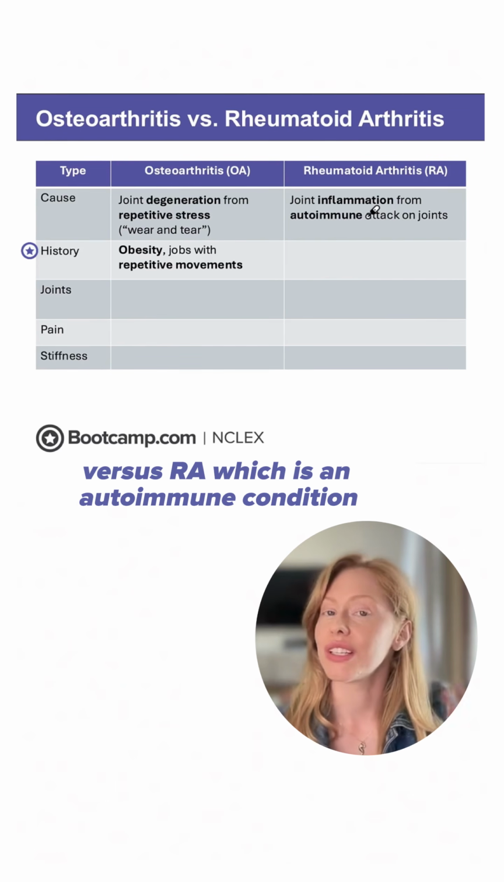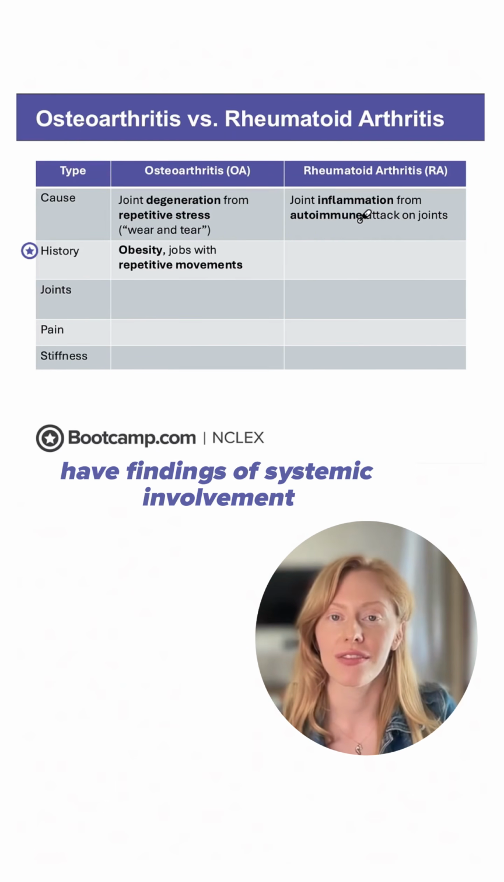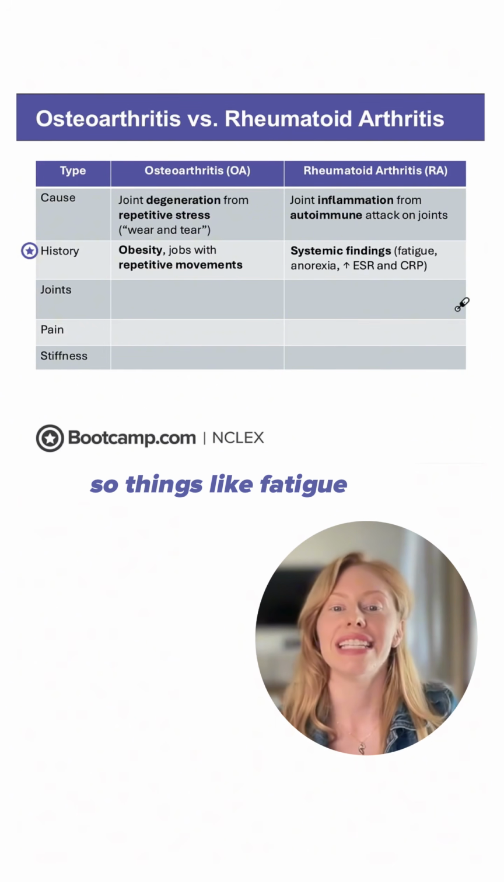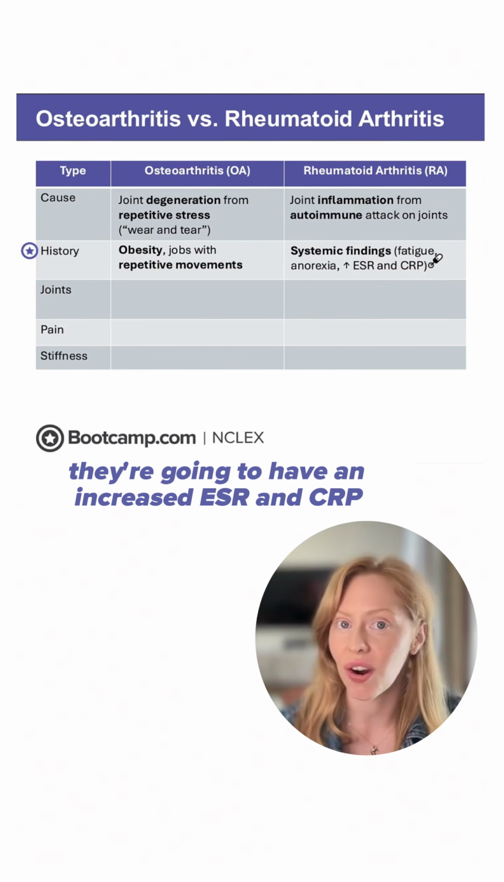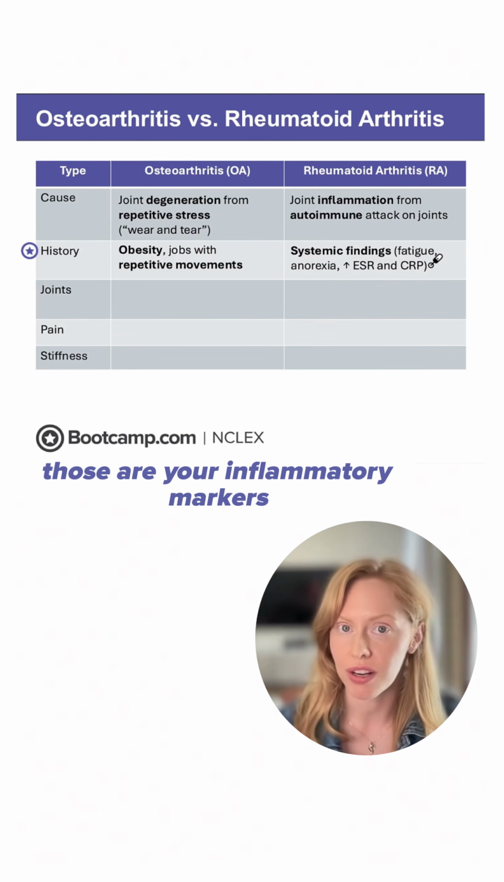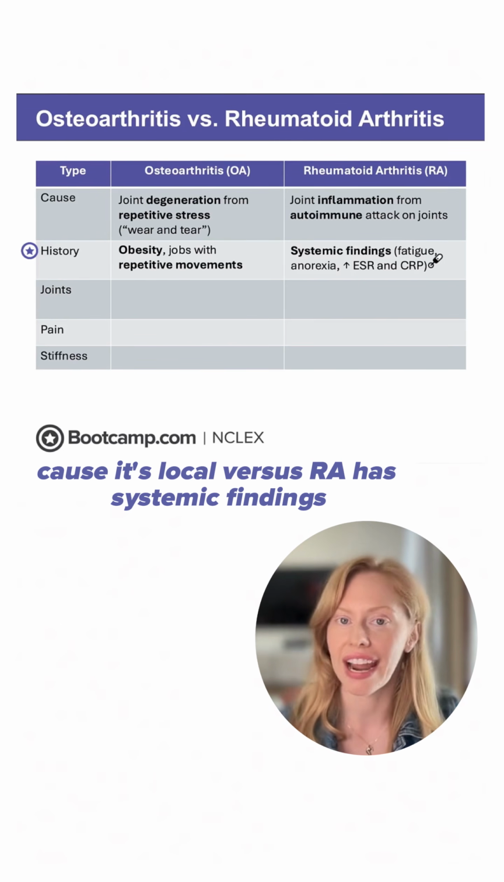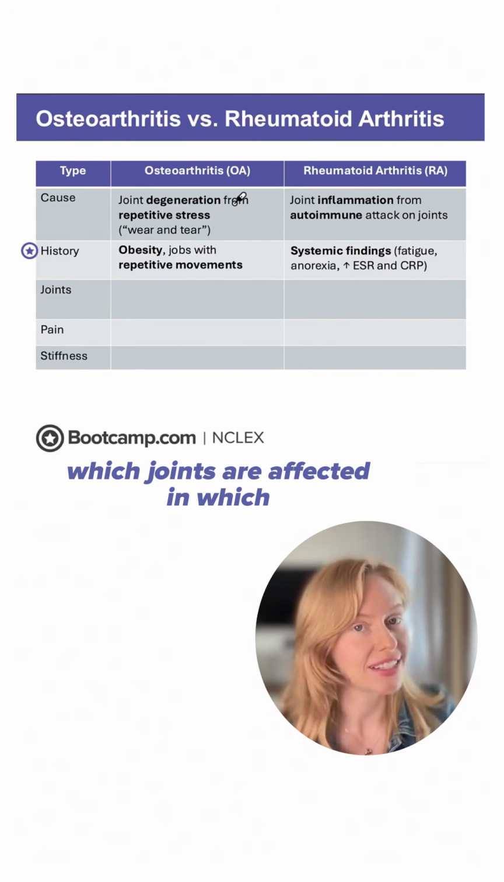Versus RA, which is an autoimmune condition, these patients are going to have findings of systemic involvement. So things like fatigue, anorexia, and if we draw their blood, they're going to have an increased ESR and CRP. Those are your inflammatory markers. So OA isn't going to have those things because it's local, versus RA has systemic findings. So remember that difference. And would you remember which joints are affected in which?